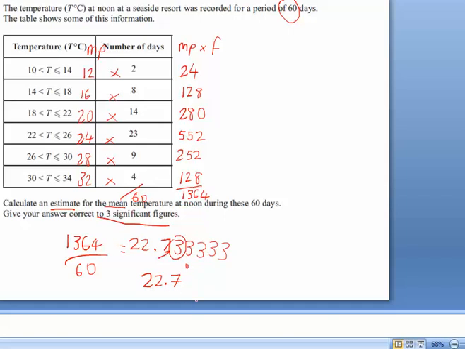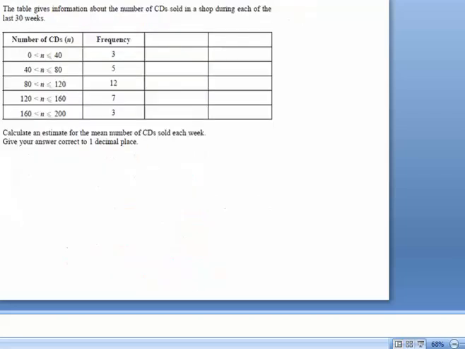Now finally, is that a sensible answer? Well, it's clearly between the lowest temperature in the lowest group and the highest temperature in the highest group. So 22.7 is a reasonable answer. On the following slide, there is a question for you to do. Press pause and have a go at this question and the answer will come up very quickly. Good luck.